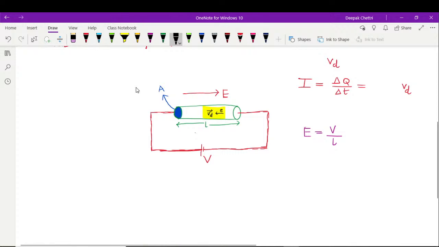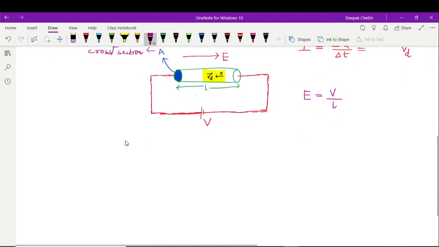And what is A? A is the area of cross section, right? That means the area of this region here, this circle here. If the conductor is like a cylinder, then it will be the area of this circle here, right? Okay, A is clear to you, I hope.